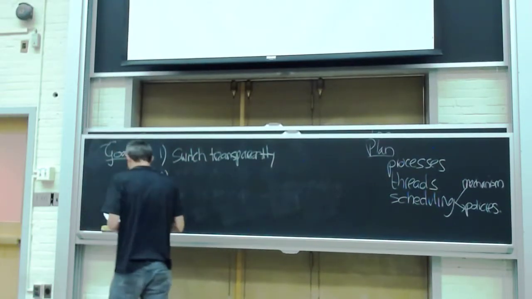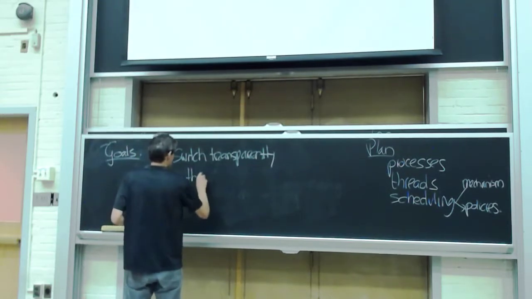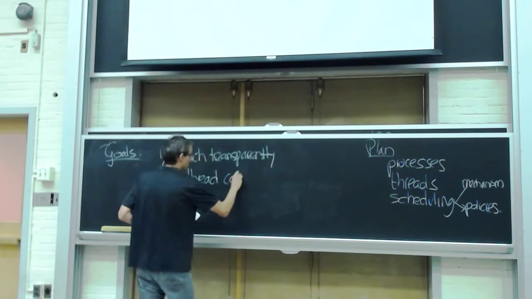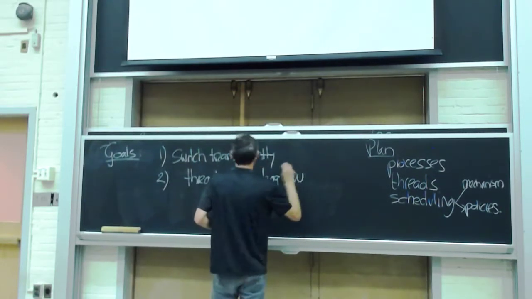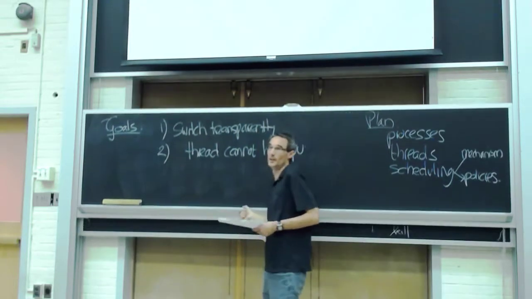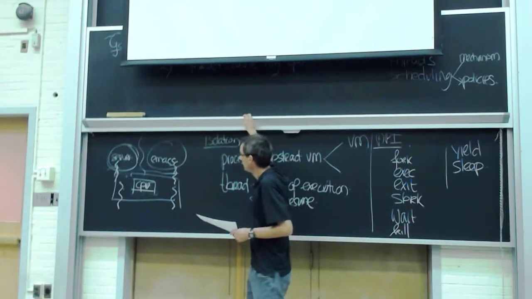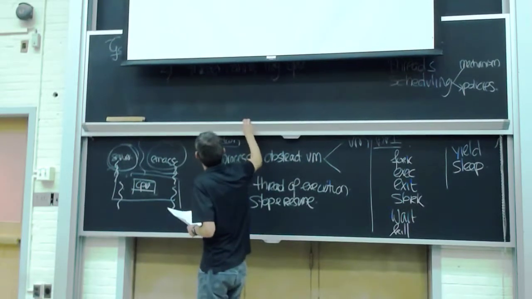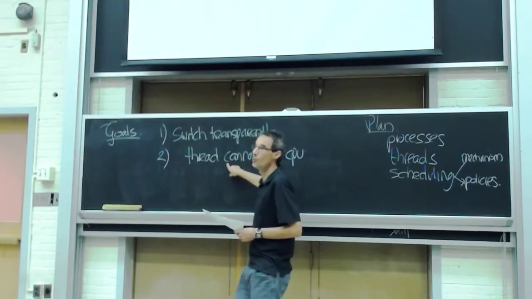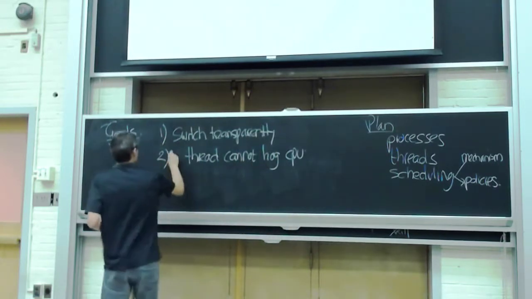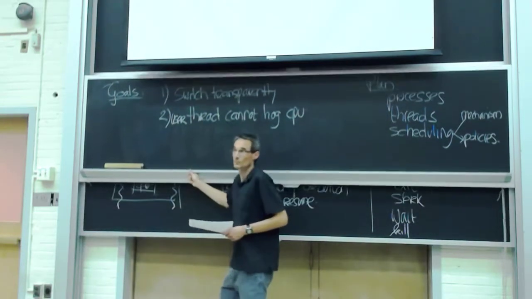And the second one, we want to make sure that a thread cannot hog the CPU. Because if it could, then we didn't get our isolation. And just to be a little bit more precise, this second goal, we generally try to achieve only for user threads, and not for kernel threads.